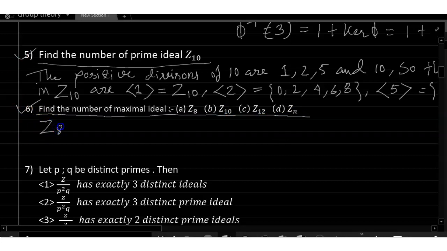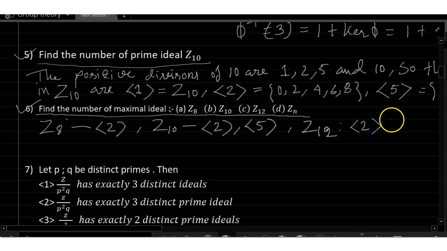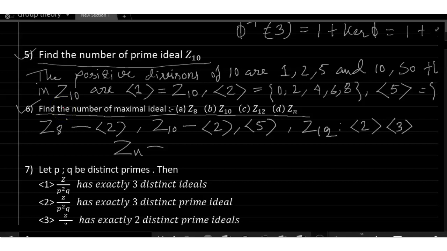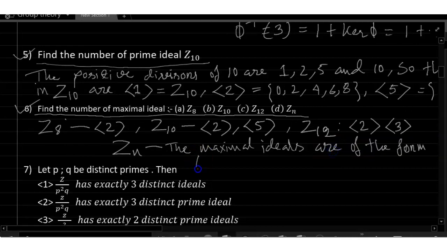So Z8 has ideal 2, Z10 has ideals 2 and 5, and Z12 has 2 and 3. In general, maximal ideals are of the form generated by p, where p is a prime that divides n.